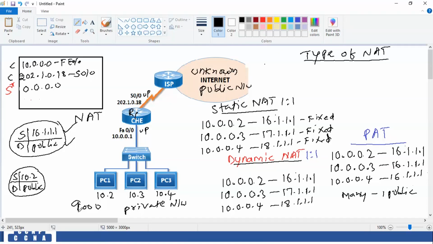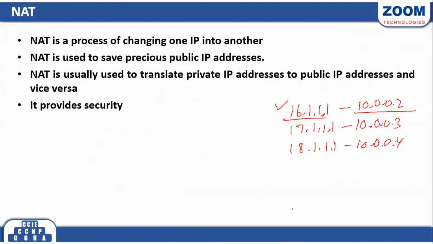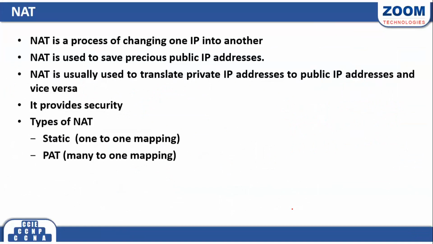So 1-to-1 is static NAT. In some cases we use static NAT, like when you're hosting a server to the public. When you're hosting a server to the public network, we need to map the server to the internet. So in this case only, we require static NAT. Mostly PAT is used, with no dynamic NAT in practice. So the types of NAT: static NAT, 1-to-1 mapping, and PAT, many-to-one mapping.